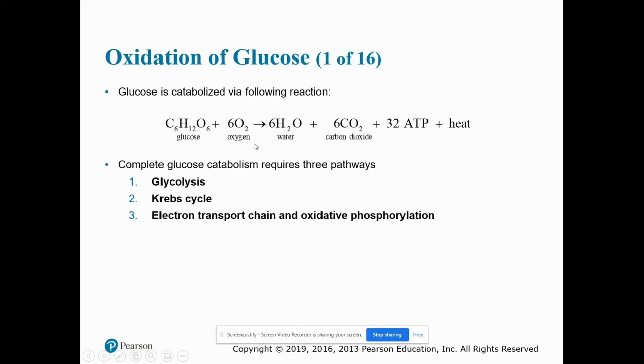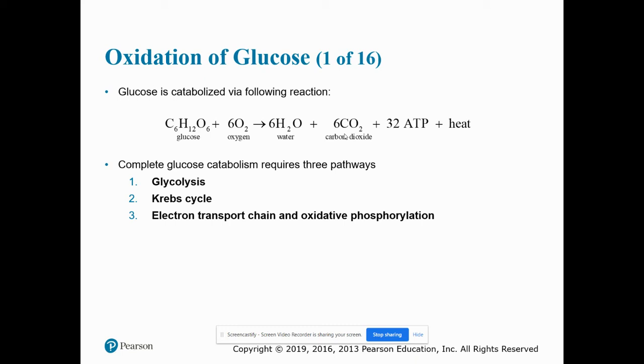Now you may notice also that there's some numbers up here, 6, 6, and then another 6. And the reason for these is the fact that this equation has to be balanced, which means that we have to have the same number of carbon on this side as we have on this side. Same with hydrogen and oxygen.